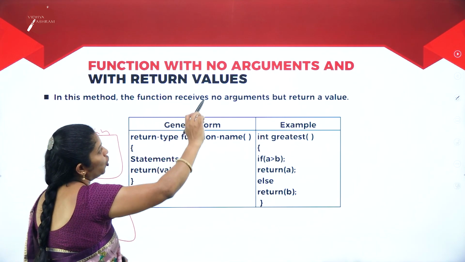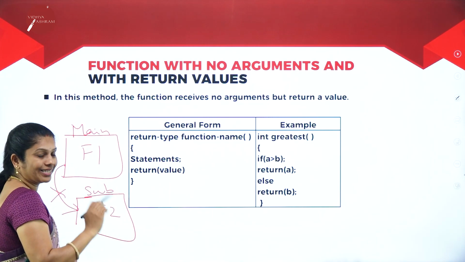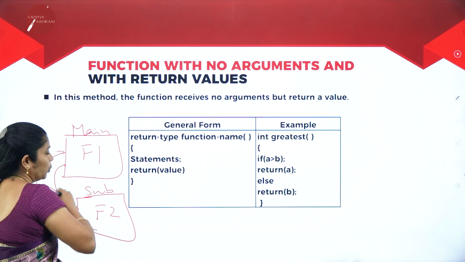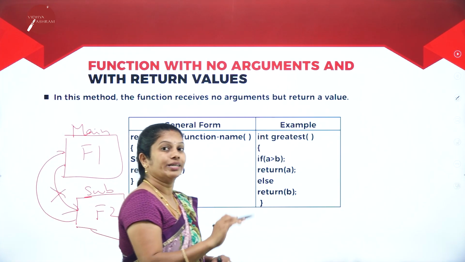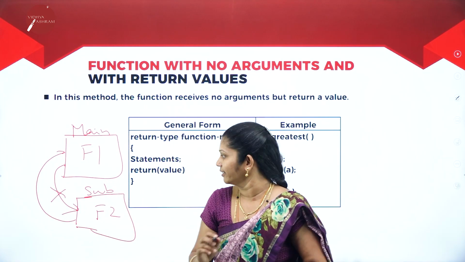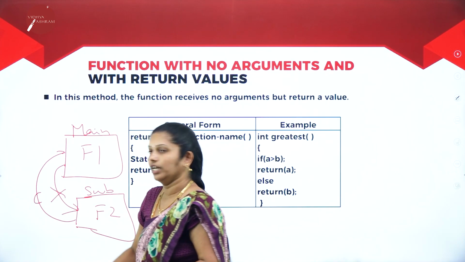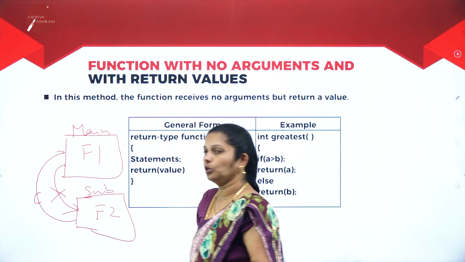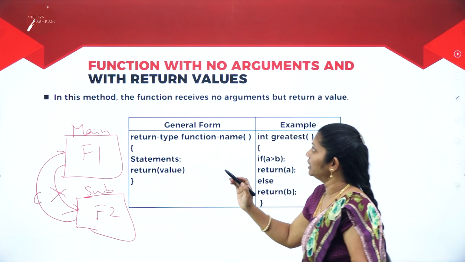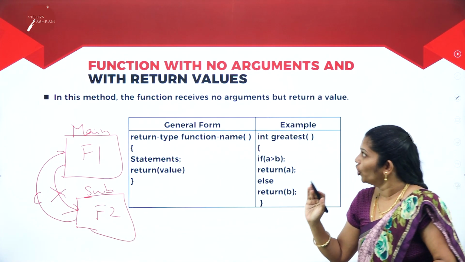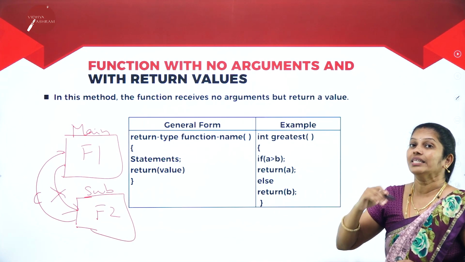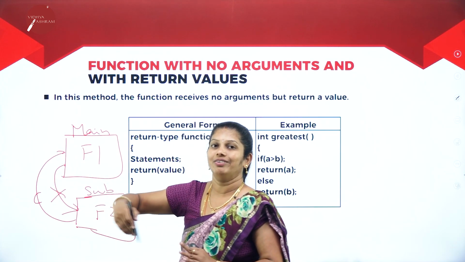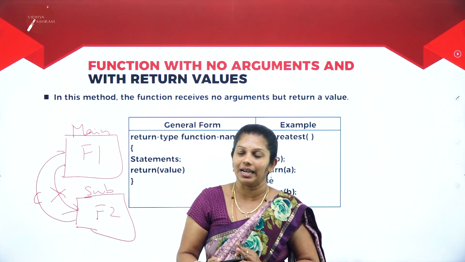Functions with no argument and with return value. It means that after calculation in the subprogram, it will generate the value, the results. Some values are generating here. For example, C is the value we have calculated that will move from function 2 to function 1. That is nothing but functions with no arguments and with return value. After calculation, it will return a value. It will send back some values after calculation.